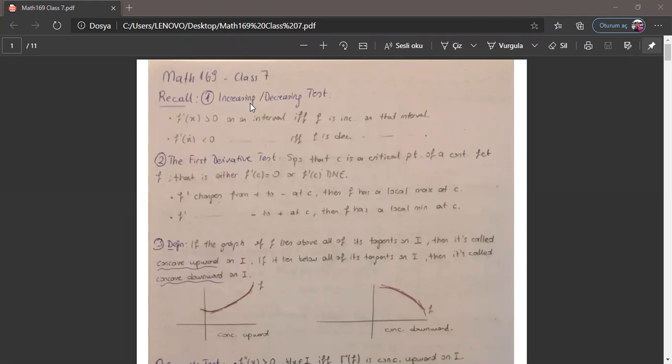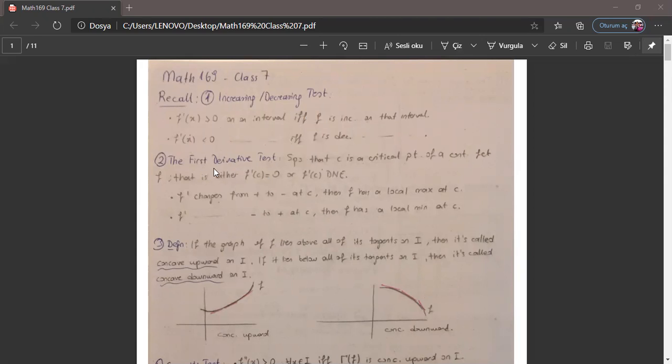The first one is about the increasing, decreasing test. We know if f prime is greater than 0, then the function f is increasing. And also we know if this function is increasing, then f prime is greater than 0. We have this one too: if f prime is less than 0, if and only if f is decreasing on this interval.